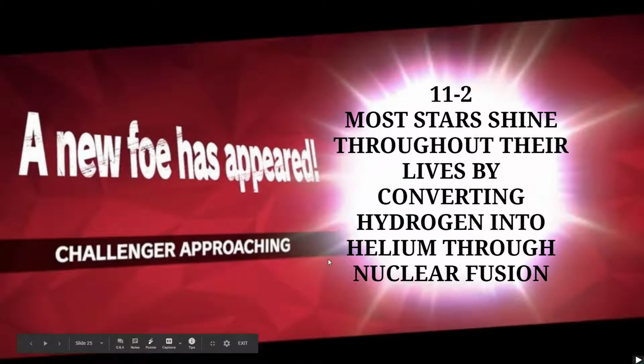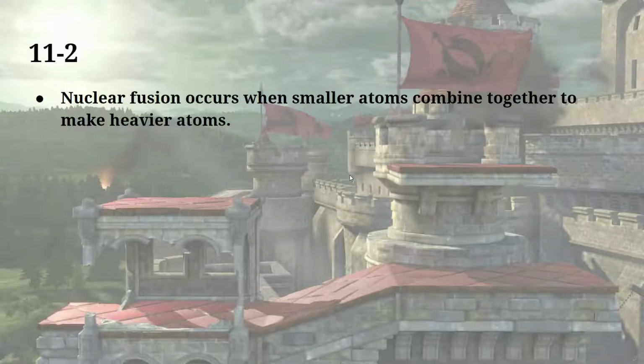We learned about that a couple chapters ago when we were specifically looking at our sun. We saw the proton-proton chain, how hydrogen turns into helium. Remember, for every 4 hydrogens we had, we ended up with 1 helium. And that's all the process of nuclear fusion is.